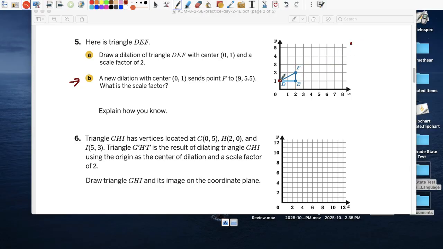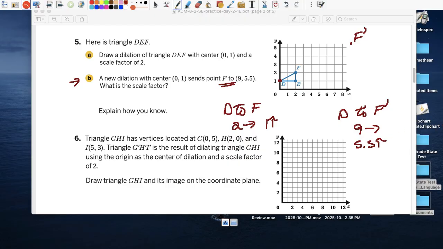So the original, to go from D to F, let me just write this down. It's 2 to the right and 1 up. Everybody okay with that? To go to the new F, you're going to go 9 to the right. So from D to F prime, they're saying that you're going to walk 9 to the right and 5 and a half up. What's the scale factor?